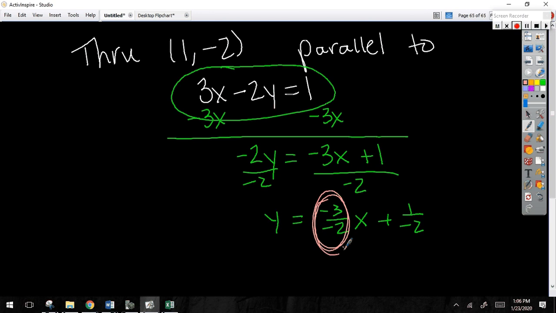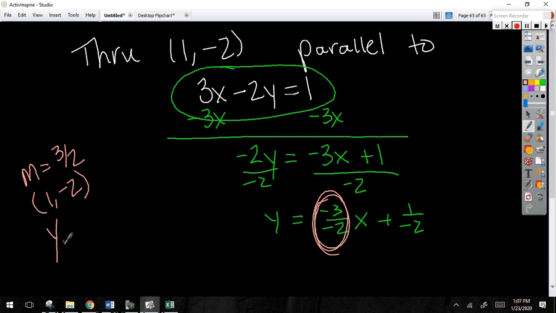Negative 3 divided by negative 2 gives me a positive, right? So my slope, now I've got a new problem. I've got a problem of writing the equation of a line with a slope of 3/2 and through the point 1, negative 2. What formula should I use? Point slope. I have a point, I have a slope, I should use point slope.